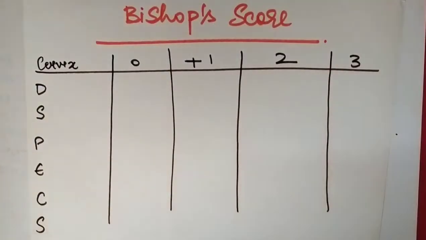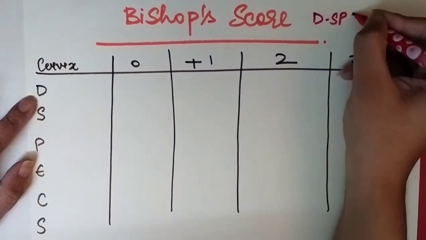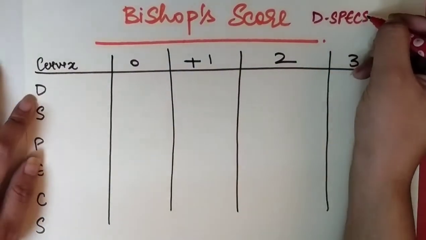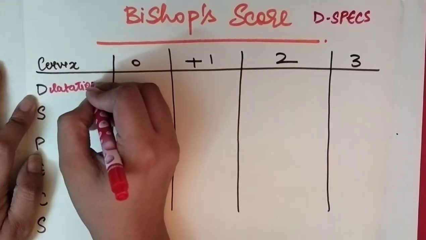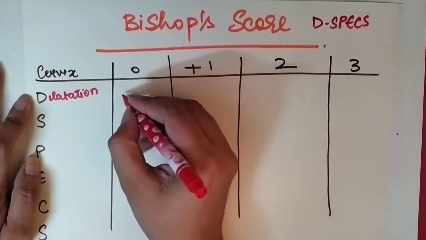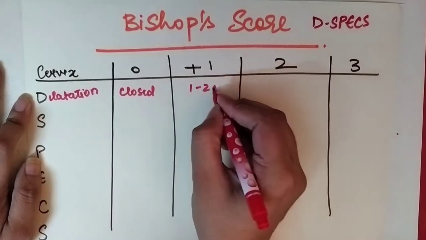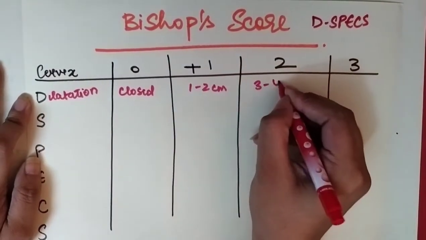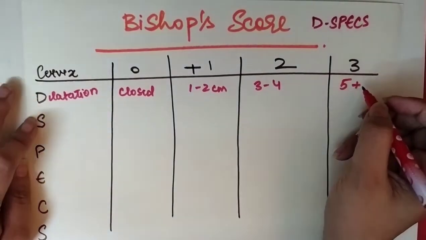Bishop score. This score is useful in checking the ripening of the cervix. The mnemonic is D, specs, the specs. From D, there is dilatation. At zero, the dilatation or the cervix is closed. At 1 to 2 centimeter dilation, 3 to 4, and more than 5 centimeters of dilatation.